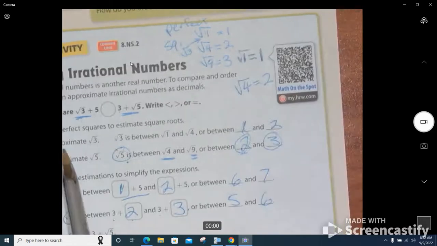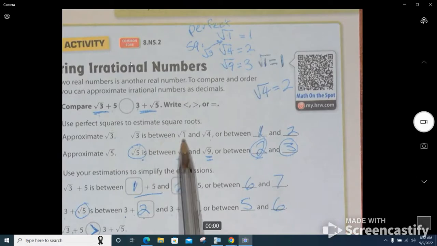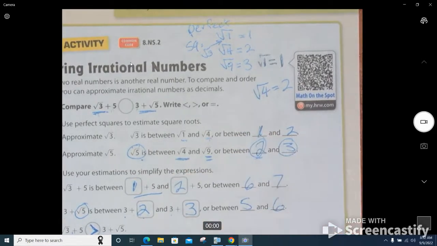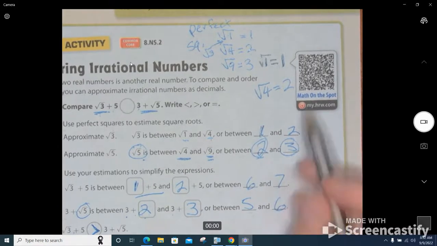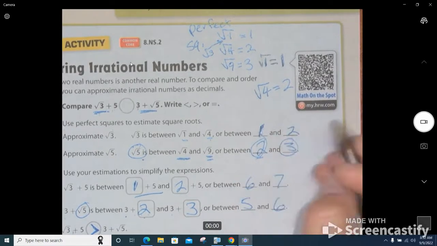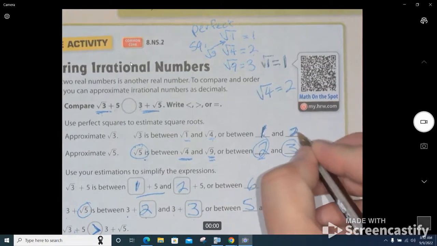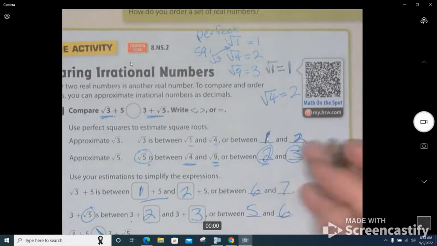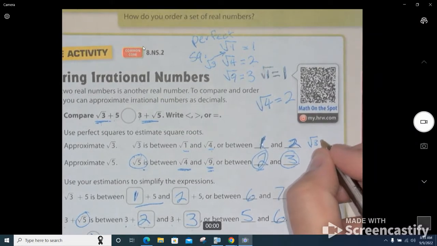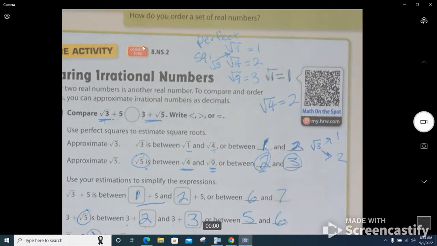So right here, we approximate the square root of 3 by writing these down and thinking to ourselves, it's between the square root of 1 and the square root of 4, because 3 lives between 1 and 4. But the actual value of the square root of 1 is 1. That's where this comes from. The actual value of the square root of 4 is 2. So the square root of 3, write this down, lives between 1 and 2.